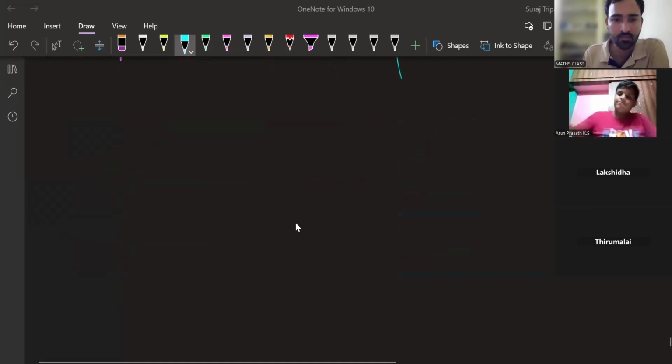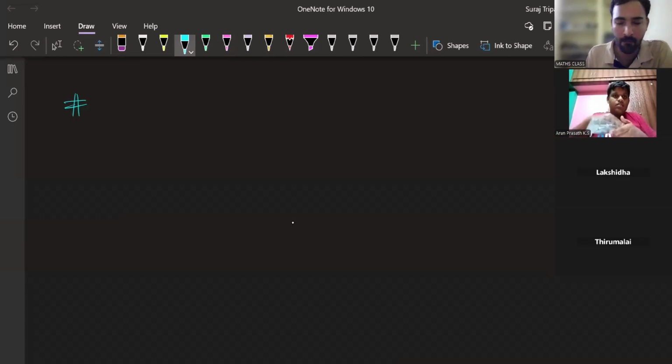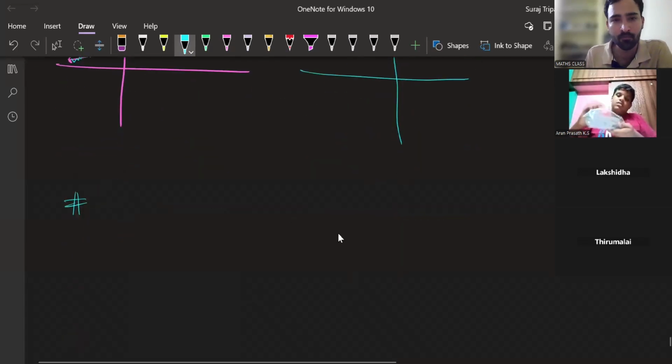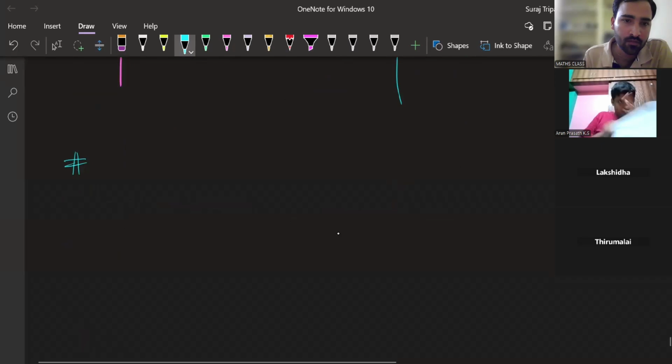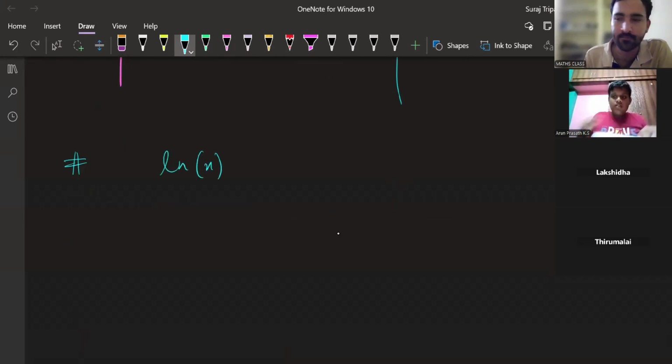So this is one of the transformations. Also write down one more example. So the function is ln x, right?